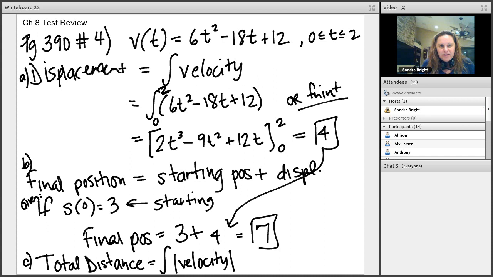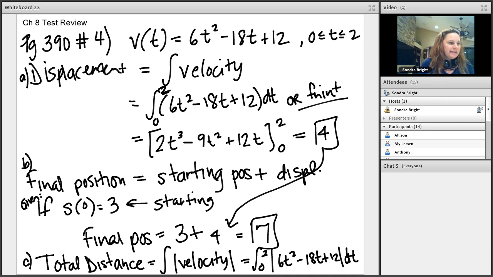And in this case, you're going to integrate the absolute value of the whole 6t squared minus 18t plus 12. You're doing the absolute value of it this time, right? And you're going to definitely do fnInt on that one. Sorry, I squished that all into the one slide, but there you go. So given a velocity function in times, find the displacement, find the final position given a starting position, and also find total distance. So you'll have to do that. I think those were on the quiz also.